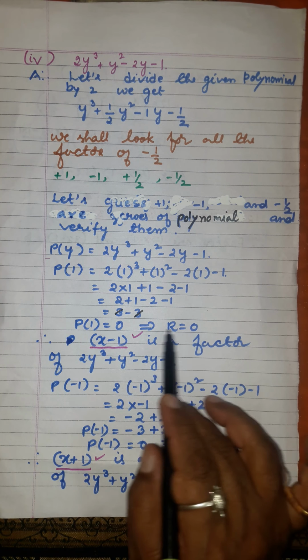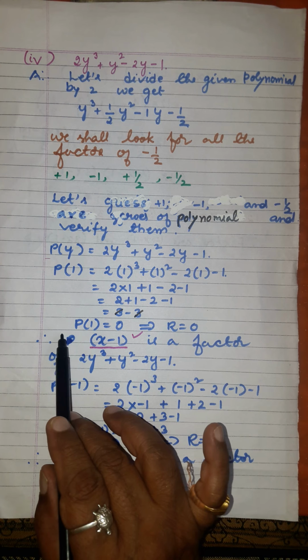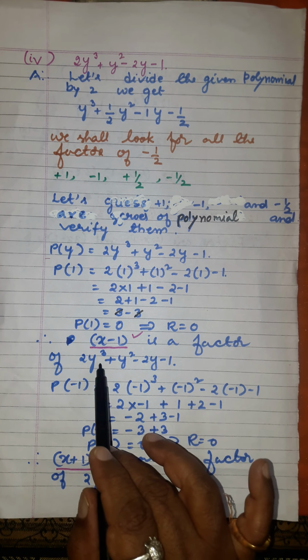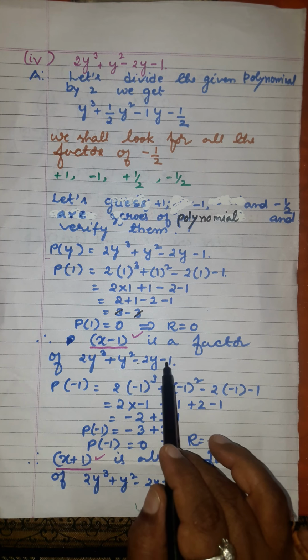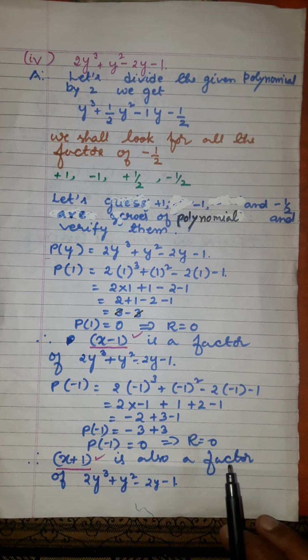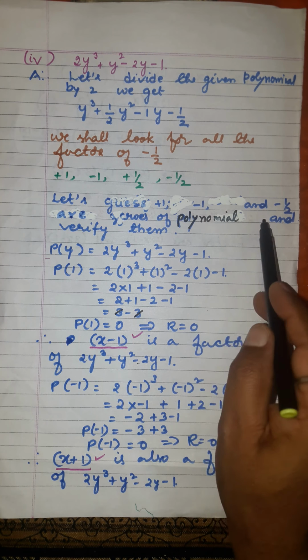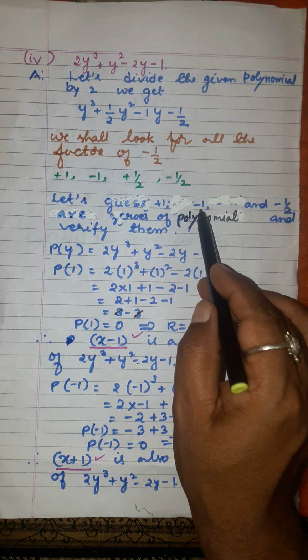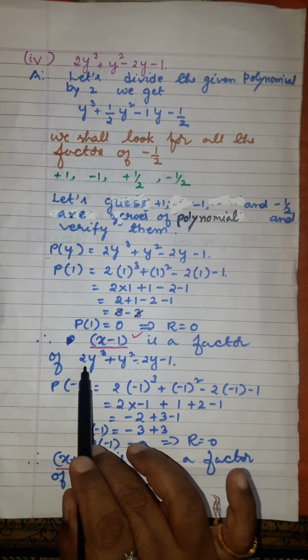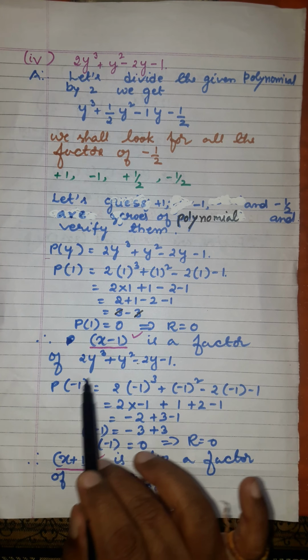This implies the remainder is 0. Therefore, by factor theorem, x minus 1 is a factor of 2y cube plus y square minus 2y minus 1. So we have found out one of the factors. Now, let us find another factor. So I already guessed another zero, that is minus 1.